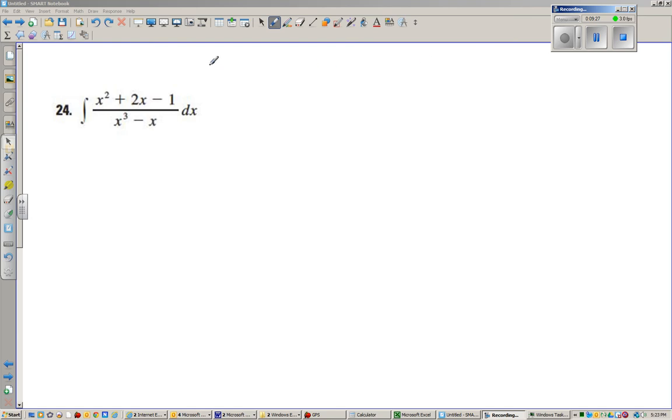So let's take a look at number 24. And number 24 is a very standard kind of problem. Notice the degree of the numerator and denominator aren't the same, rather. So there's no long division involved here. The degree of the denominator is greater, and then we look at that denominator and we begin to see that, geez, that factors to x times x minus 1 times x plus 1, right?